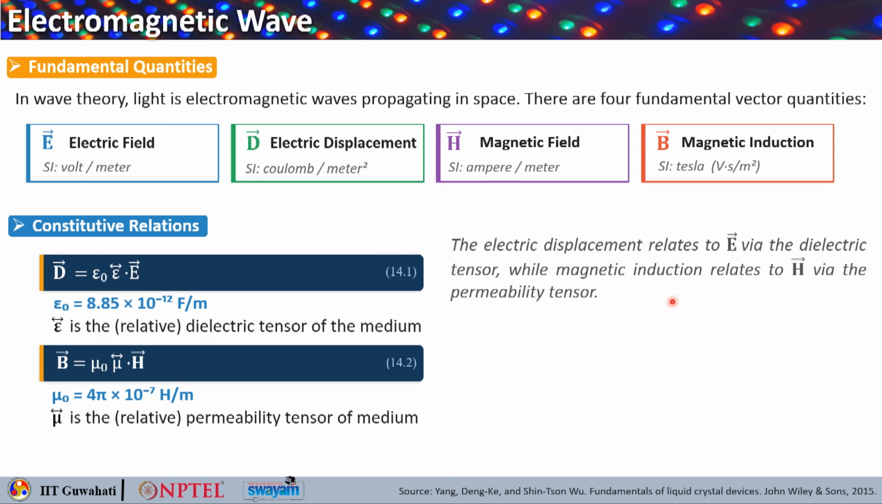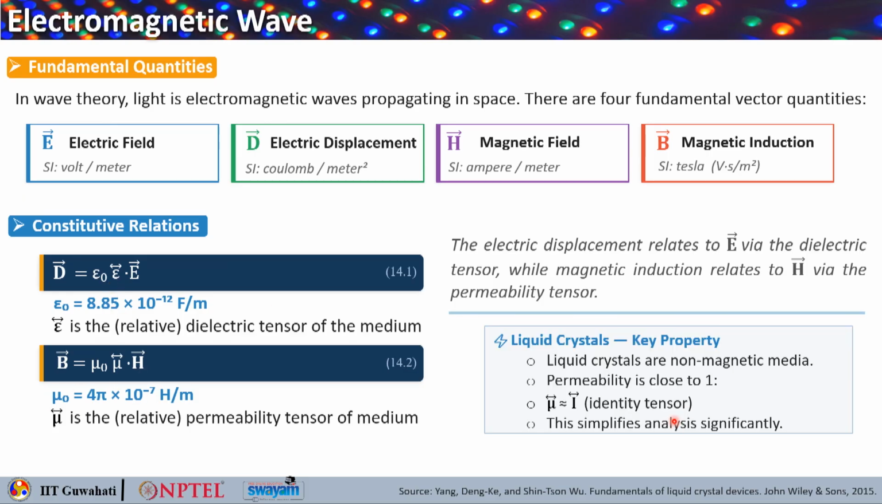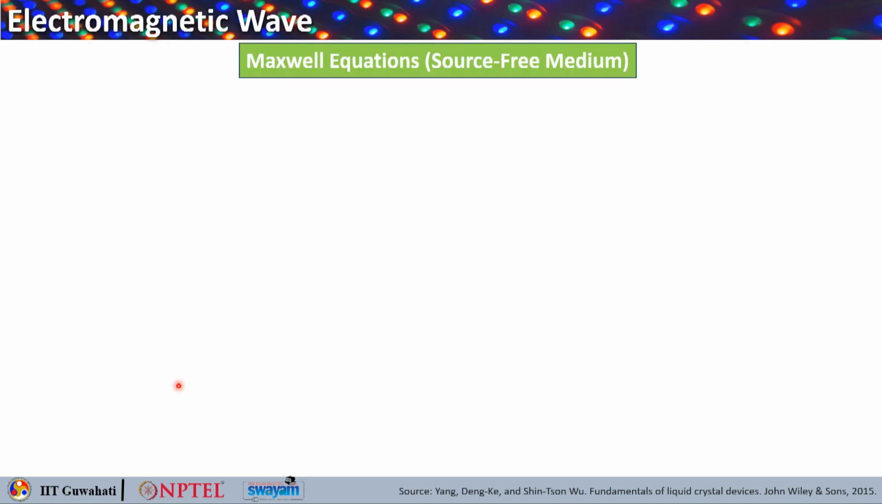On the other hand, magnetic induction relates to the magnetic field via the permeability tensor. This is the permittivity tensor, right. So now let us focus this concept on liquid crystals. There we need to keep in mind that liquid crystals are basically non-magnetic media. So that sets our permeability to be close to 1. You can basically put this permeability tensor to an identity tensor. So this simplifies the analysis significantly.